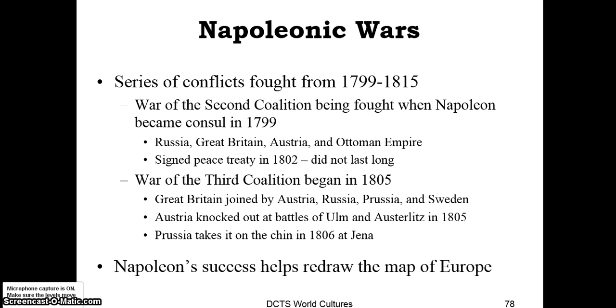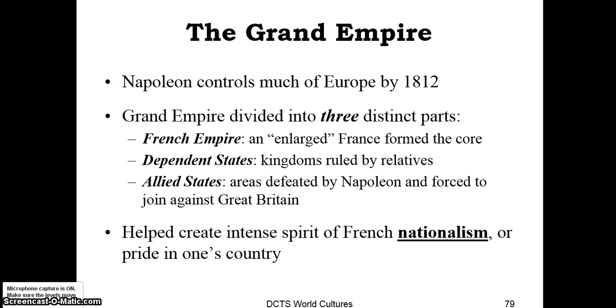The War of the Third Coalition is going to start in 1805, and this time it will be Great Britain, Austria, Russia, Prussia, and Sweden that he fights against. And as you can see, Austria will be knocked out along with Prussia in those respective years. Napoleon's success helps to redraw the entire map of Europe. He creates a grand empire by 1812.